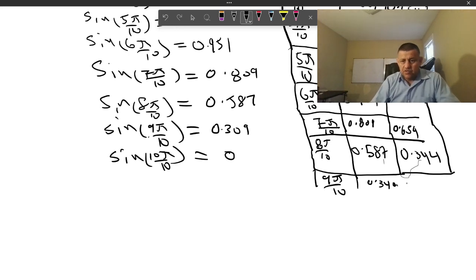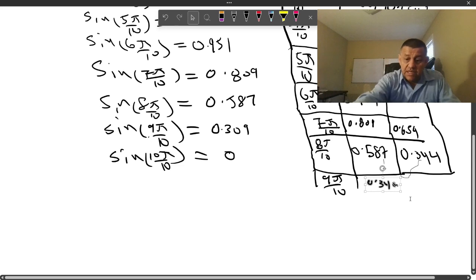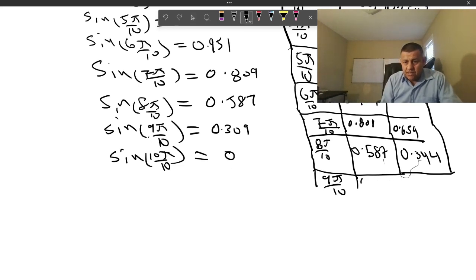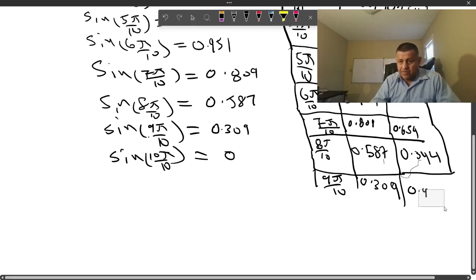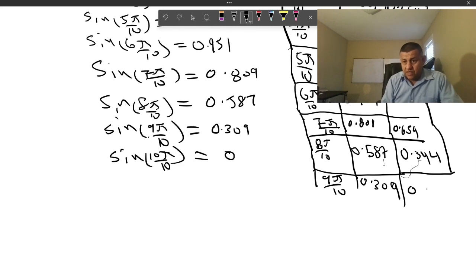That is 0.309, right? 0.309. Then we square that, and we get again back to 0.095. I don't know if I put a 0 up there, but whatever. I will check it out. So right here is 0.095, right?